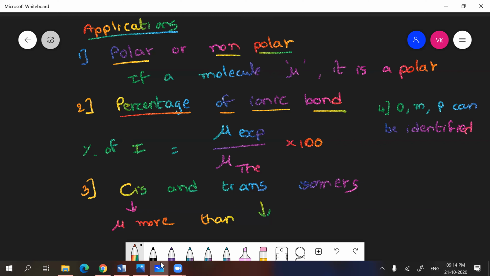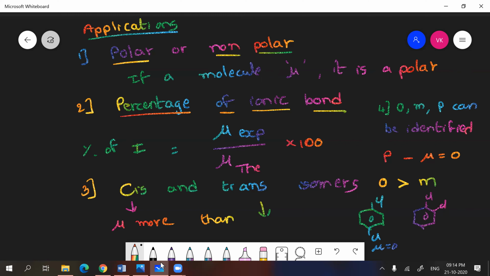For example, if I take dichlorobenzene, if it is para, generally for any para compound, the dipole moment value will be 0. And ortho has more dipole moment than meta. So in this way, you can distinguish if they give you the values of different isomers. For example, this is para, so the mu value is 0.